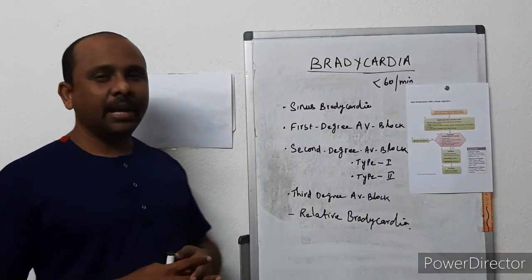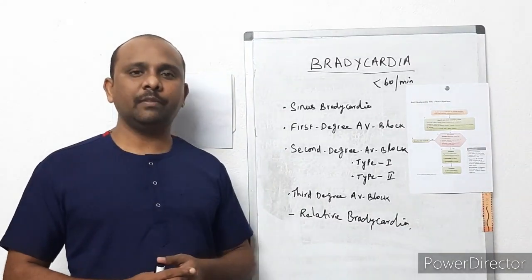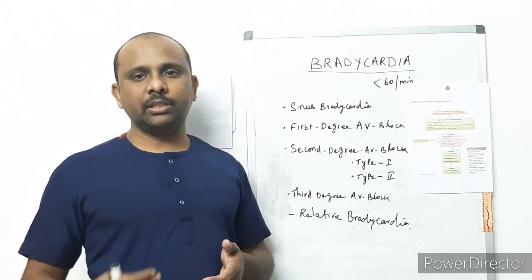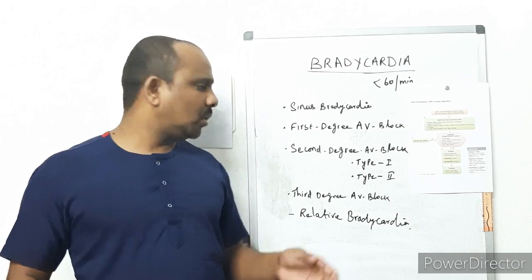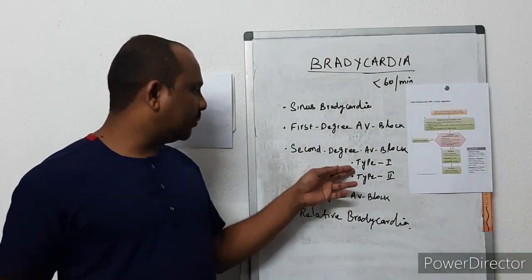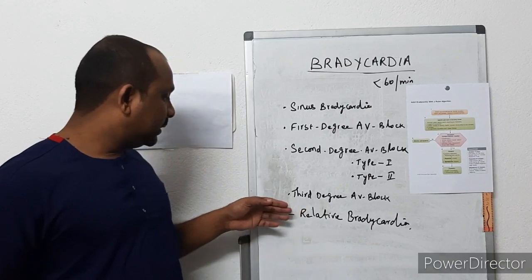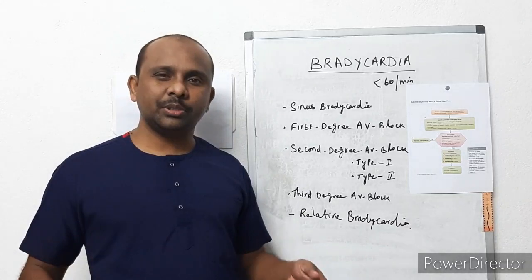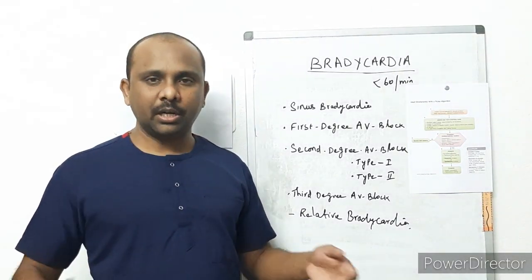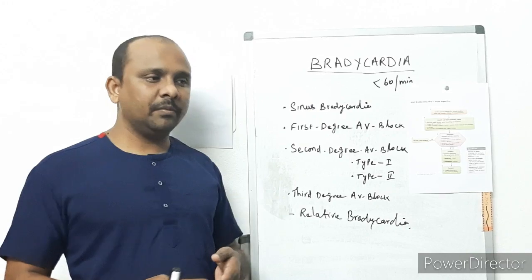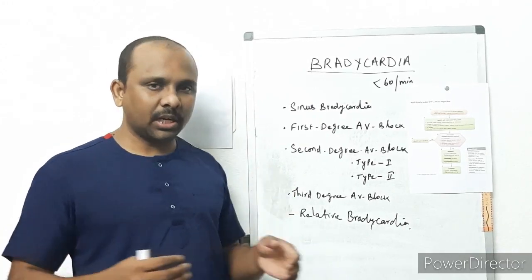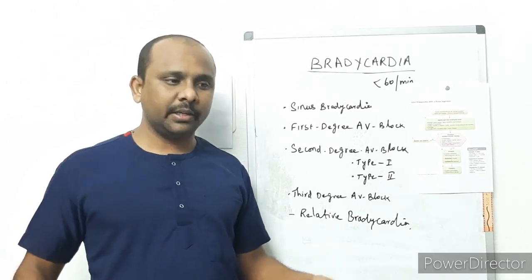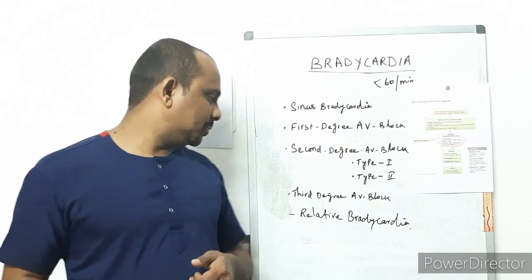Then the AV blocks. There are 3 degrees of AV blocks, known as first degree AV block, second degree and third degree AV blocks, right? The second degree AV block is again divided into type 1 and type 2. Then the third degree AV block. All these AV blocks produce bradyarrhythmias, bradycardia. We are not going to see the ECG criteria of diagnosis of AV blocks, because that is a different entity we are going to see in the next episodes.